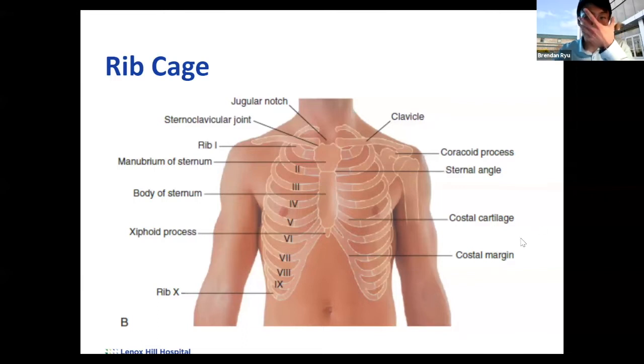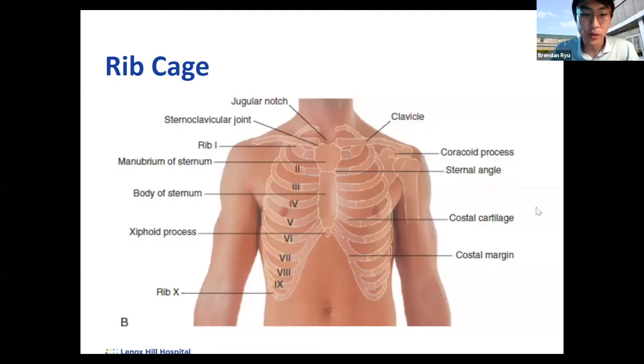And one important thing right here is the sternal angle. The sternal angle is right where the manubrium and the body of the sternum meet. It's exactly at rib number 2, and it's also called the angle of Louis.